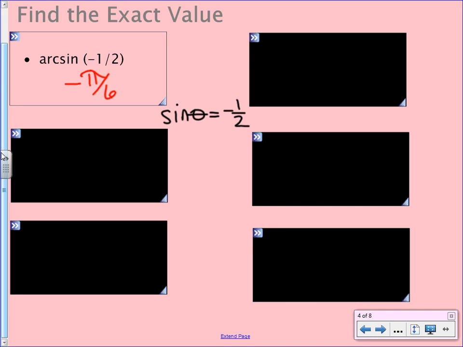Okay? Did you know which quadrant? For this one, because inverse sine can only come from negative pi over 2 to pi over 2, that's either the first or the fourth. Since it's negative, it has to be the fourth.